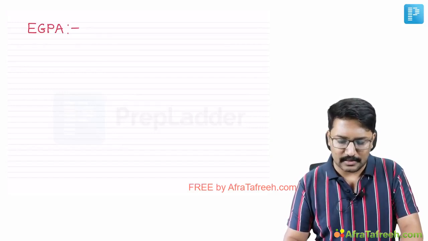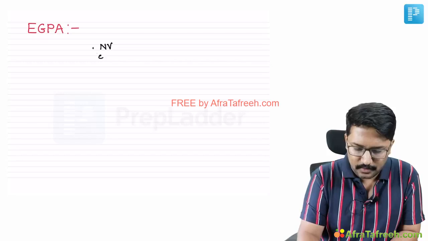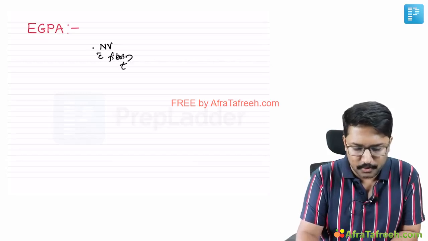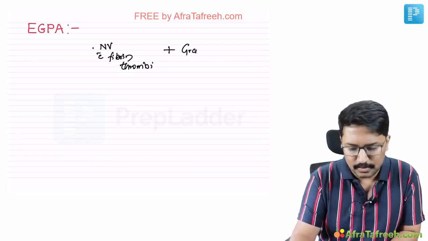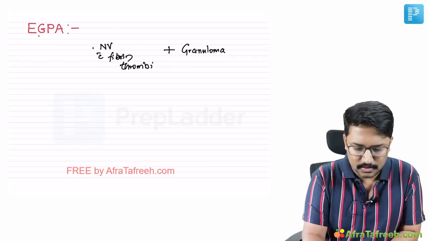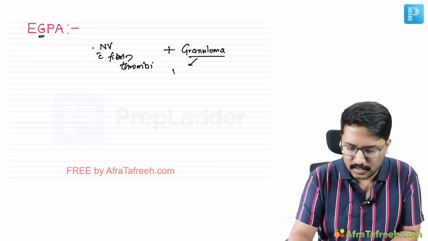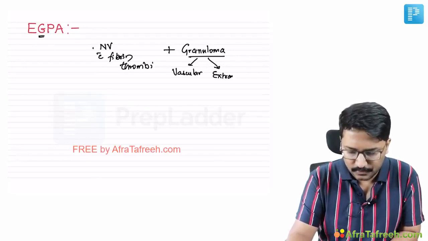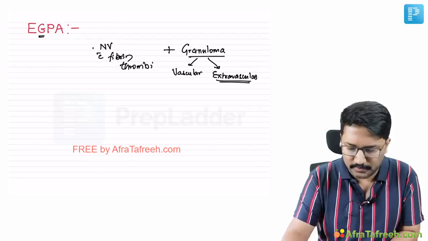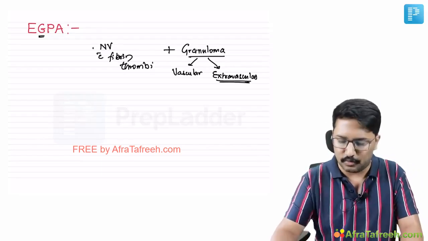Now talking about the next entity, that is eosinophilic granulomatosis with polyangiitis. So when we talk about eosinophilic granulomatosis with polyangiitis, what are we talking about? EGPA patients generally have necrotizing vasculitis with fibrin thrombi formation, or what we call fibrinoid necrosis, right? Plus we have granulomas. These granulomas, like the name says, eosinophilic granulomatosis. So these granulomas can be in vascular territory, like in the blood vessels, or extravascular, right? Extravascular generally airways and the lungs, where we will be seeing granuloma formation.